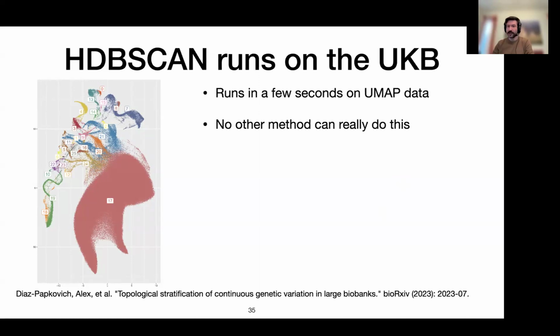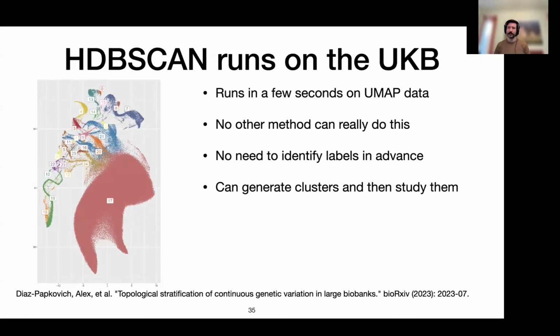The one thing is no other method that I know of can really do this effectively. But the other bonus is that I don't need to identify these labels in advance. I can just generate the clusters using UMAP and HDBSCAN, and then I can study them. In terms of how to study them, it's kind of like the sky's the limit. You have all this sort of auxiliary data that you can use.